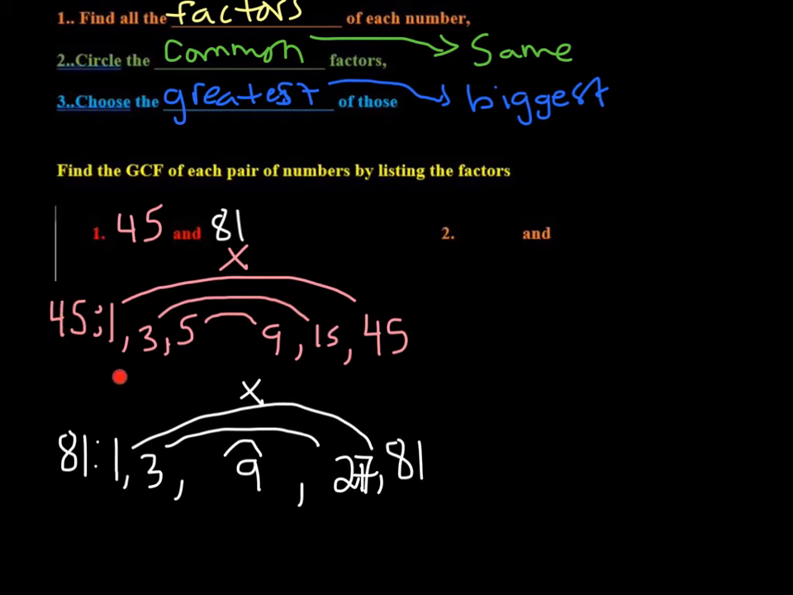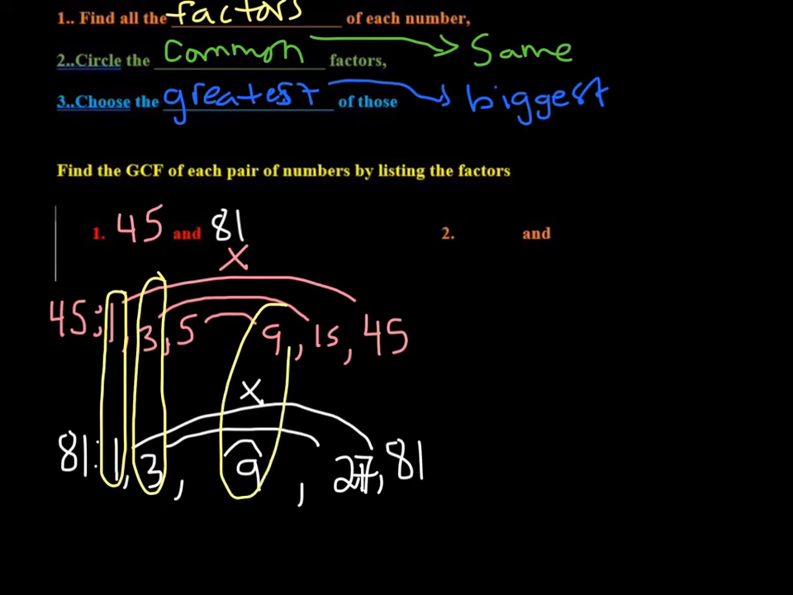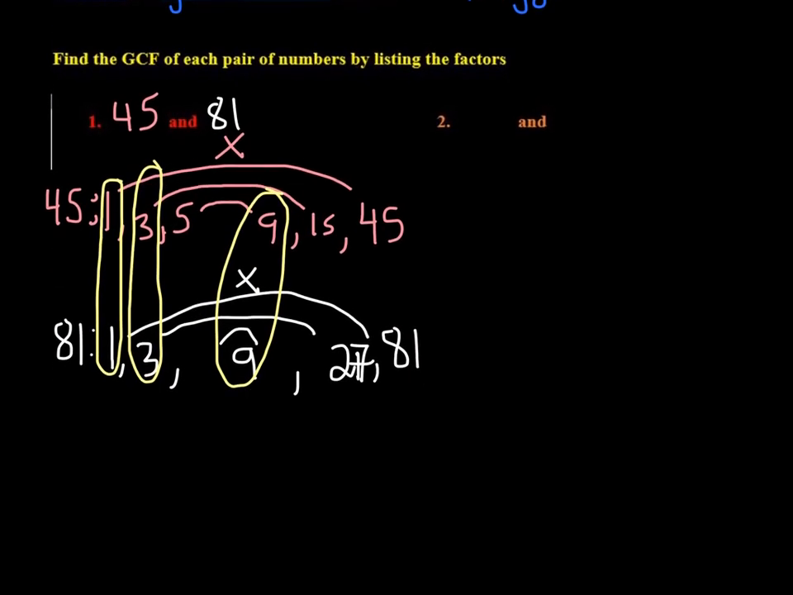So what we just did here and here is step number 1: find all factors of each number. Step number 2: circle the common factor, or circle the same factor as the same number. So if we look at this, we can circle 1 because they have 1 in common, and 1 is the same. We can circle 3 because 3 is the same. We can circle 9. That is the same. And that's it. So I'm going to slide down just a little bit.